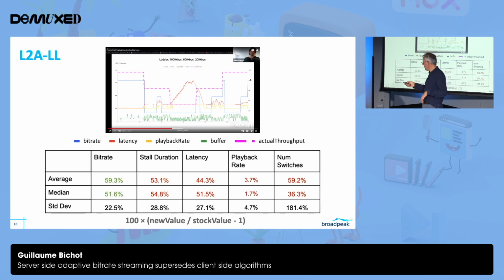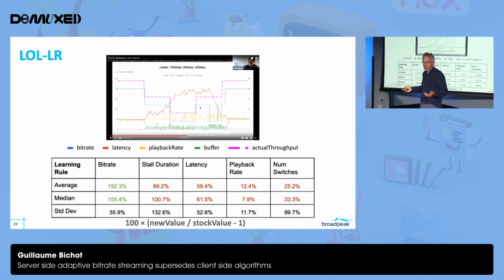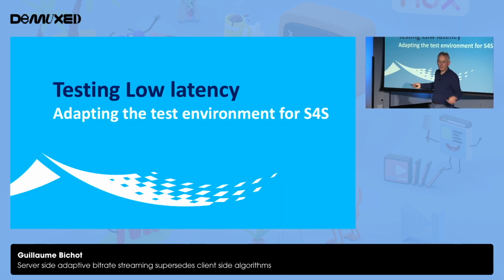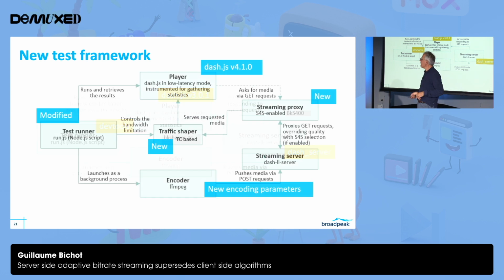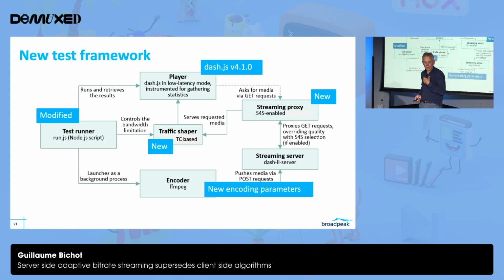So they did that. They did the same for LoL, right? Again, and they published their result. That's it. So what we did: we took this same framework, and of course we updated it in order to be capable of testing, again, LoL and the two winners, LoL+ and L2A, but with our server-side algorithm.